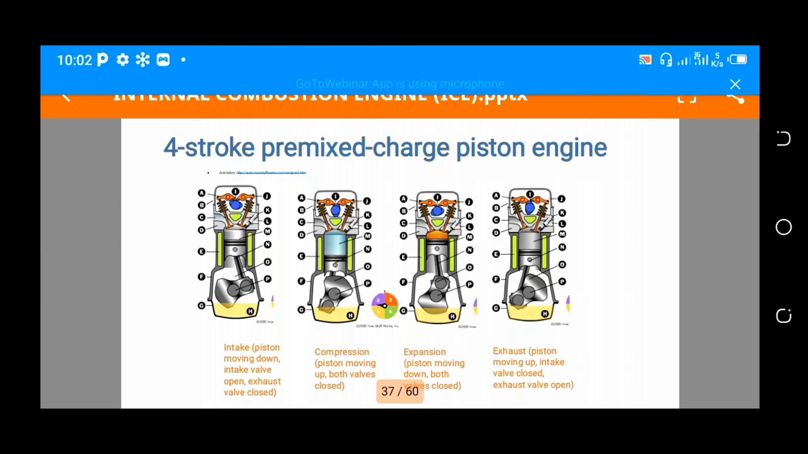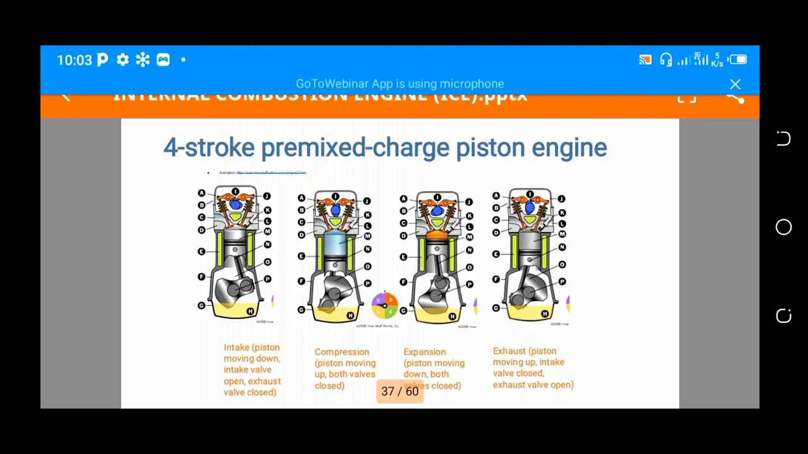Then the fifth one, talk about the nature of cylinder. It's very important. That's how the ICs are being classified, the nature of the cylinder. Is it a single cylinder engine or a multi-cylinder engine? Single, just one, or multiple, several cylinders.